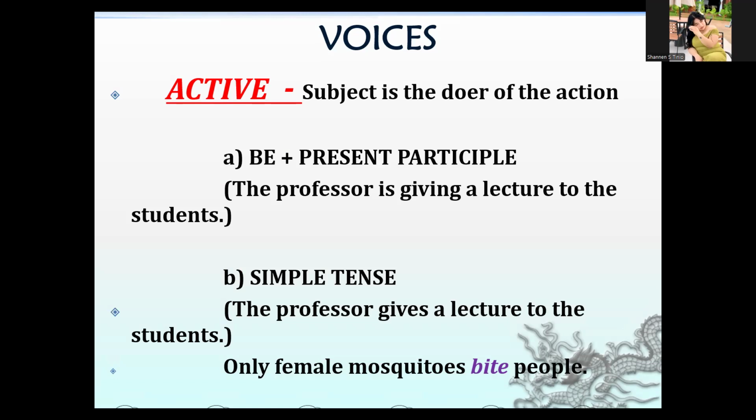So here are more sample sentences. The professor is giving a lecture to the students. So, ano yung word dito na present participle? Yung be verb natin ay, can you identify it? Is, di ba? Is, am, are, those are be verbs. What is the present participle? The one with ing. Giving, okay? The professor is giving a lecture to the students. Do you understand? And if you're using the simple tense, you're just gonna put an S. For example, the professor gives a lecture to the students.